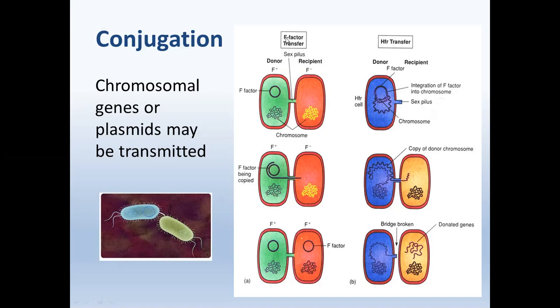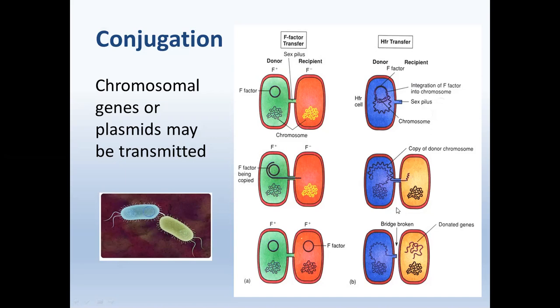The F factor, F plasmid, is an integrative plasmid, so it can insert itself into the bacterial chromosome and turn into HFR factor. HFR means high frequency of recombination. And this bacteria also produces sex pili to contact with recipient bacteria, and it's possible to transfer the chromosomal genes, also only one thread of DNA, from donor cell to recipient cell.